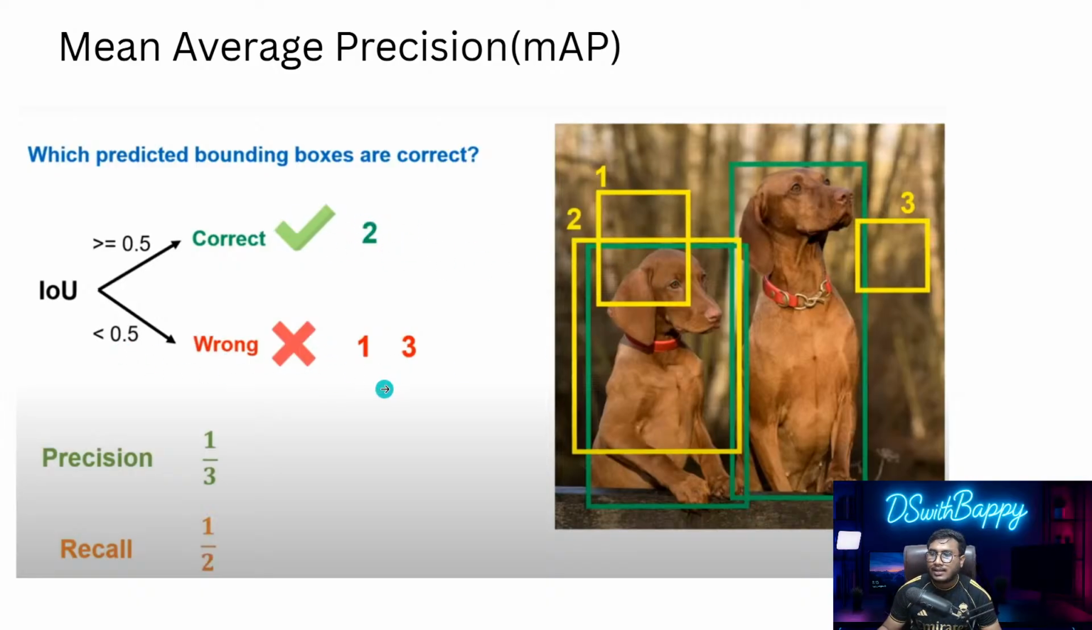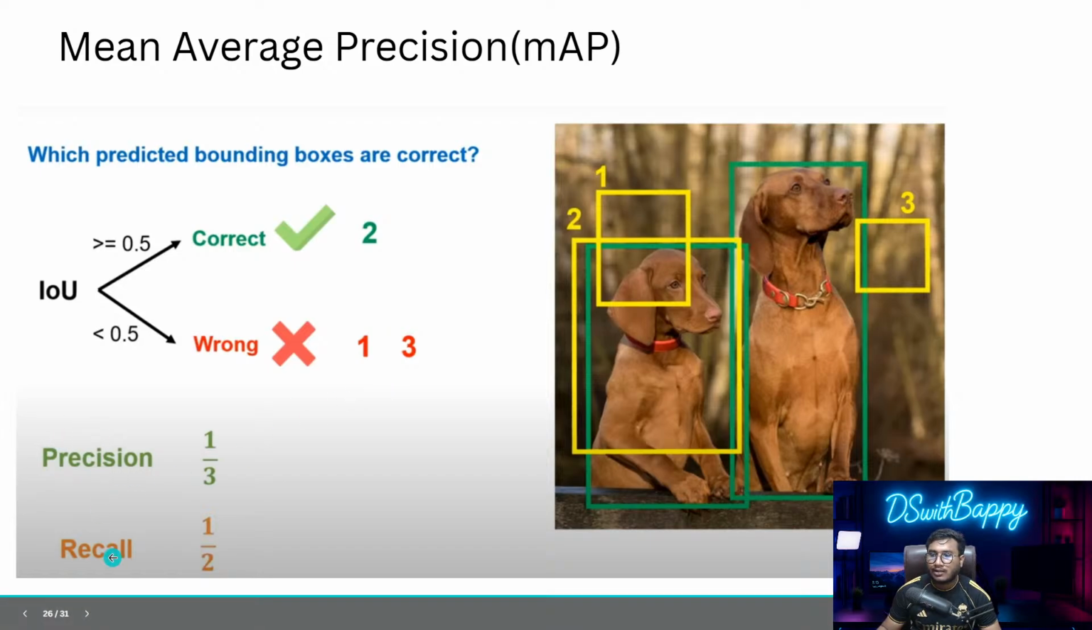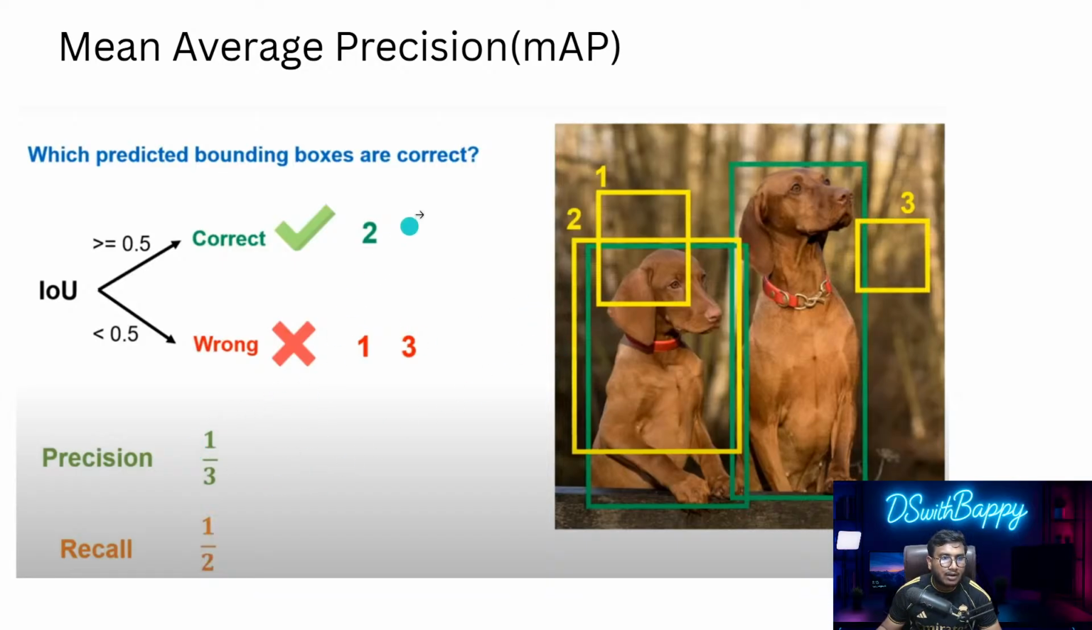It's wrong. Now here you have to calculate the precision and recall. First of all, how to calculate the precision and recall? Precision means, on top of your entire detection, how many of them are correct? So how many entire detections are you having? 3 detections, yes or no? 1, 2, and 3. In the 3 detections, how many of them are correct? Only 1, which is nothing but 2. That's why 1 divided by 3.